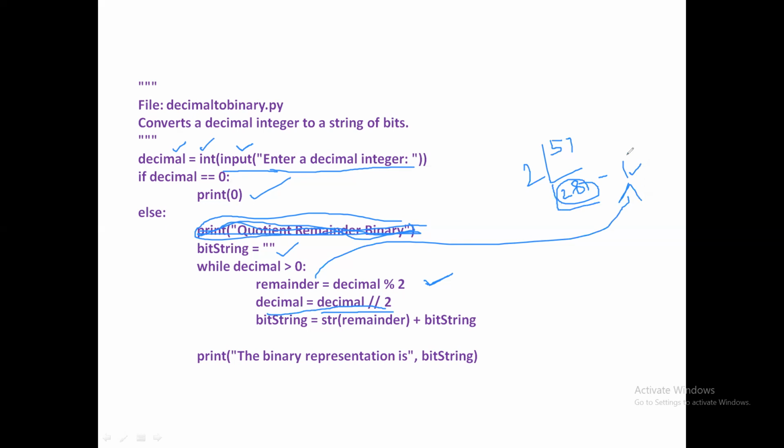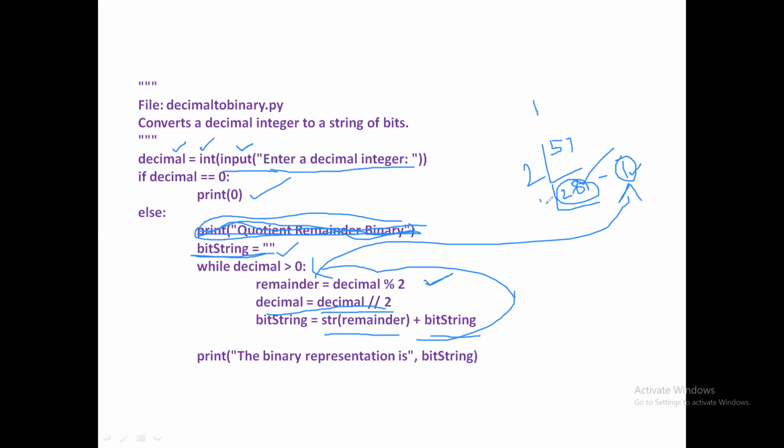Then I need to concatenate this with the output binary string, which is initially empty: str of remainder, converting the remainder into a string, plus the original bit string. Because initially it is empty, now it contains only 1. The bit string is going to be 1. Then it goes back to the start of the while loop. Decimal is greater than 0? Yes, it is greater than 0, therefore it continues the same process.